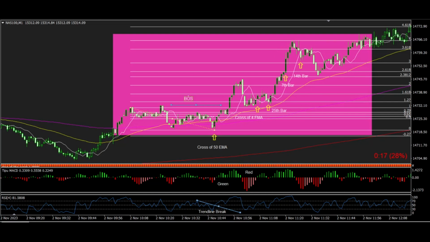If you wait for price to go back below the 4 EMA, which happens on the 14th bar, you get a lower exit. So you see how we use EMAs and Fibonacci together to find out where price is going, when it's going there, and how we can take advantage of that.